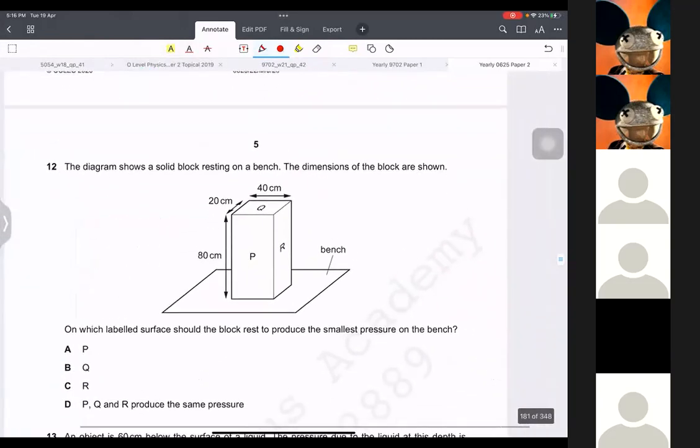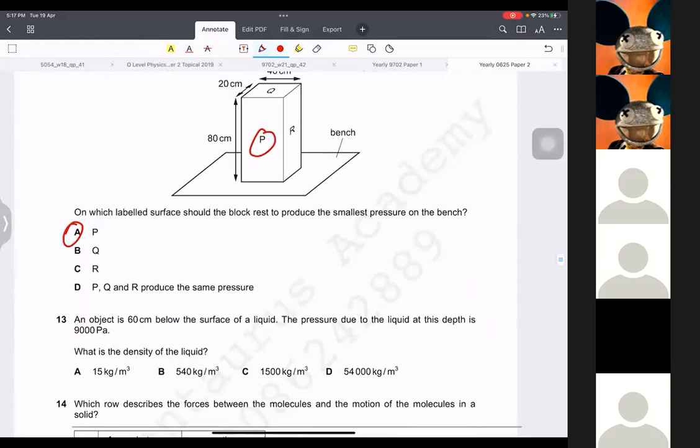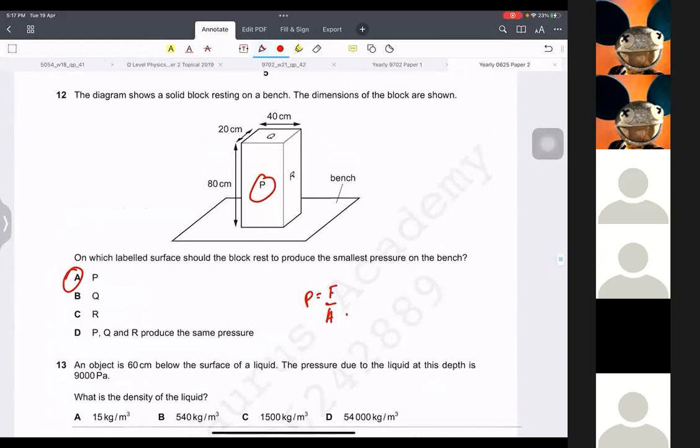Then this one. On which stable surface should the block rest to produce the smallest pressure? The greatest area, and that would be P. That's for sure. The greater the area, the less the pressure. Why do I know this? Because R and the other don't have the same area? No. R is, sorry, 20 times 80. E is 80 times 40.